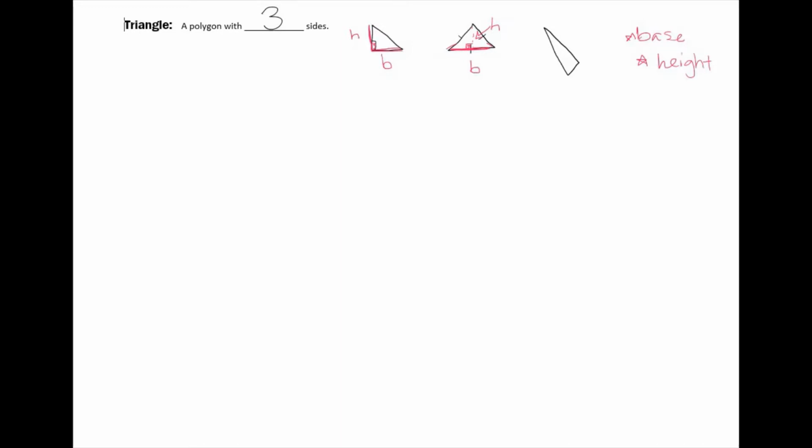And we can do the same here. Notice here is my base. It's a little tilted. Okay? And this would come out just a little bit further to create my height over here. So you want to be looking for that right angle.